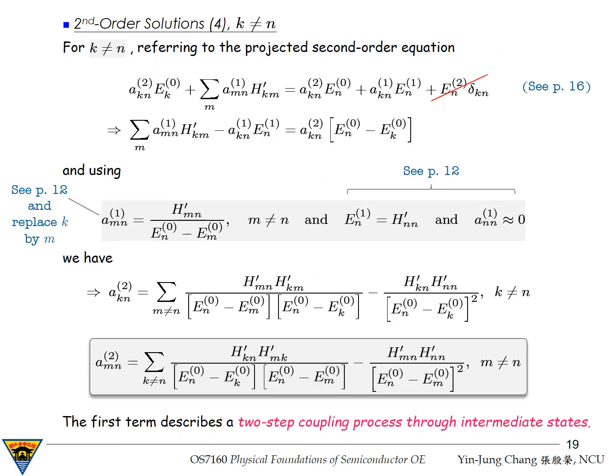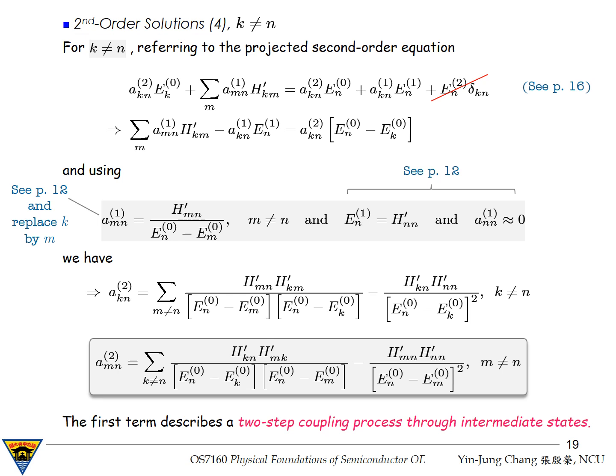Now let's determine the off-diagonal second order coefficients, that is, the coefficients a sub kn2 for k not equal to n. We go back again to the projected second order equation shown here. For k not equal to n, the Kronecker delta vanishes. So we obtain the equation shown here. Using the first order results obtained previously, we first obtain the equation for a sub kn2. Then replacing k by m and m by k, we obtain the equation for a sub mn2, as shown at the bottom of this slide.